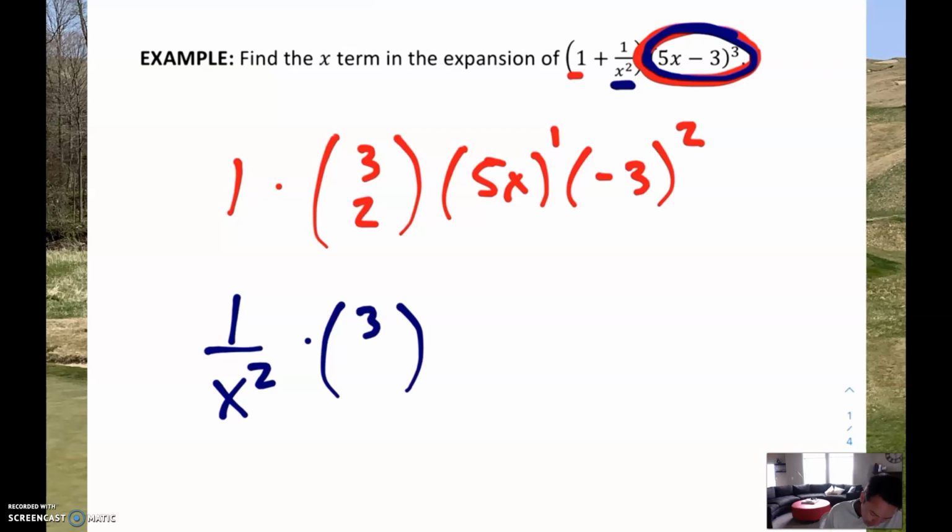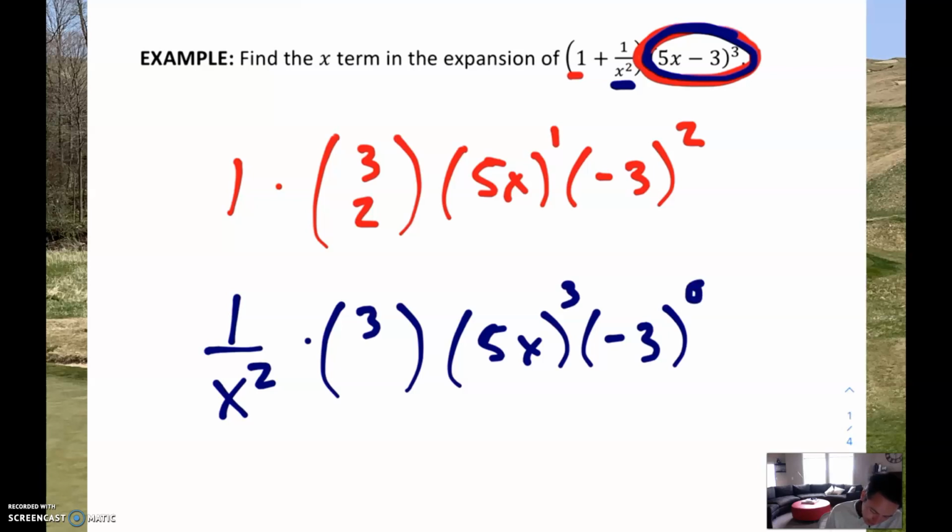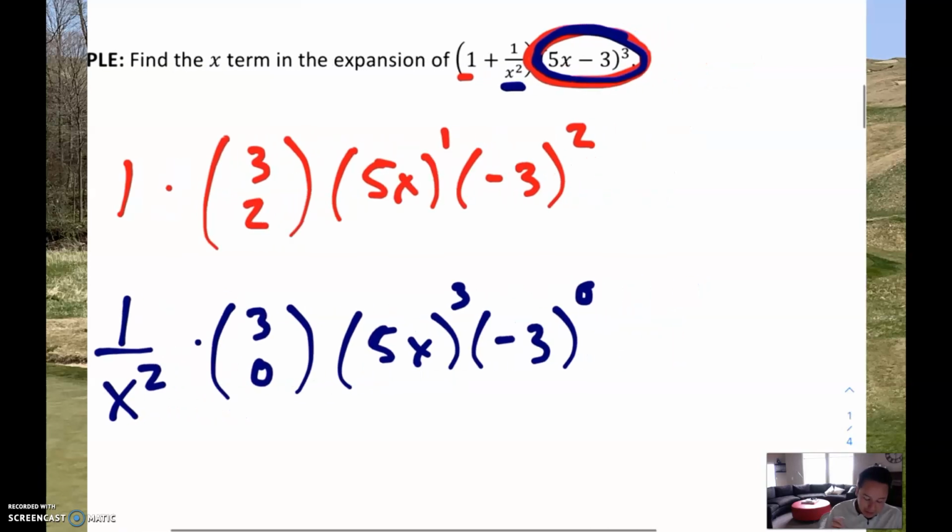We have 3 choose something. We have 5x and negative 3. Now in order to make the x to the 3rd term, I'm going to put a 3 up here. If this is a 3, then this is a 0, and that also becomes a 0. So if I simplify both of these, they're going to give me the x term, the x to the 1st term. So let's go ahead and simplify them.